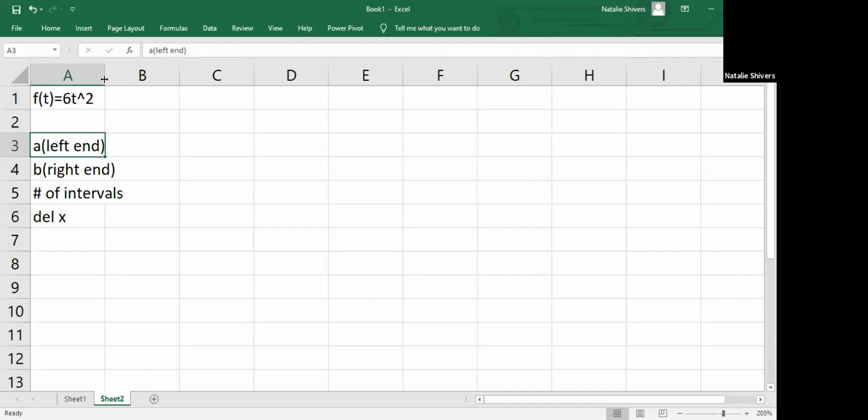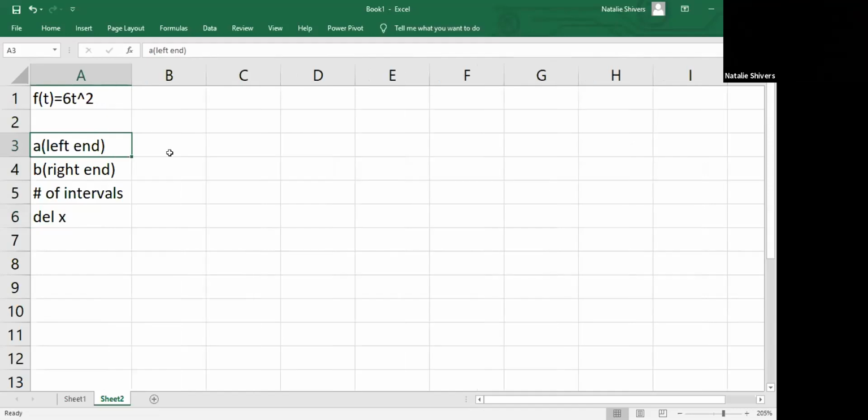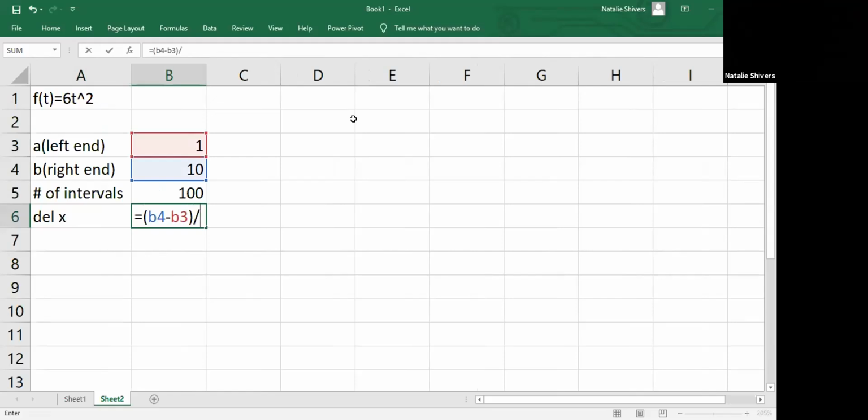So the left end here, they tell you in the book to go from 1 to 10. And the number of intervals, most of the time we're going to use 100, and this time we're going to use 100. Okay, so again, this is a very specific formula. We're going to do B4 minus B3 divided by B5. Make sure you don't divide it by the number of intervals in terms of the number. Make sure it's divided by the cell reference.